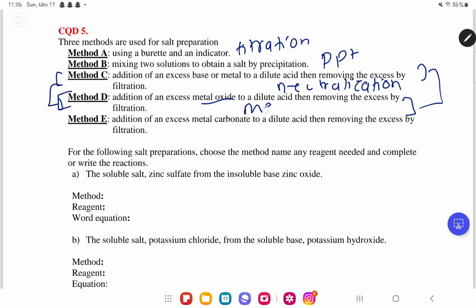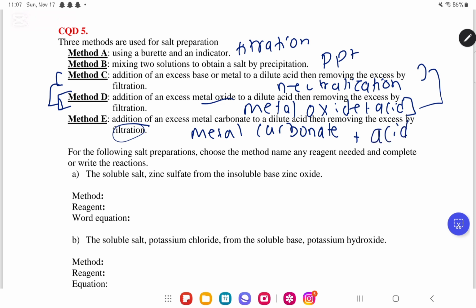So I'm going to just say here metal oxide plus acid. Addition of excess metal carbonate to a dilute acid, then removing the excess by filtration. So this is metal carbonate plus acid. In my opinion, D and C are very similar. So the soluble salt zinc sulfate, ZnSO4, from the insoluble zinc oxide, ZnO. So the method can be either C or D. I prefer going with C because this is how they went with it in the answer key.